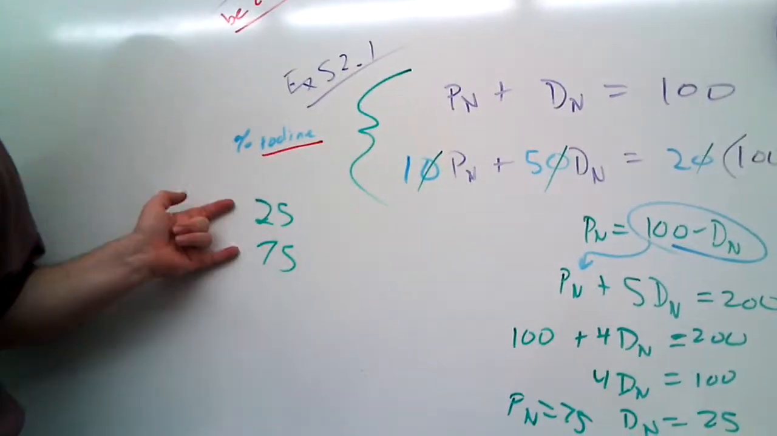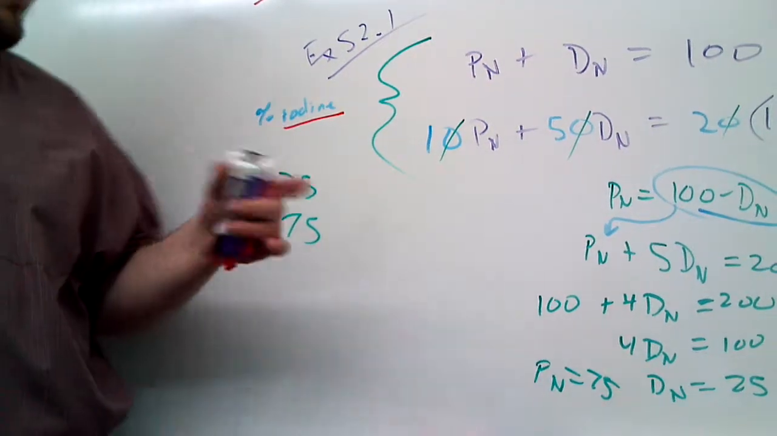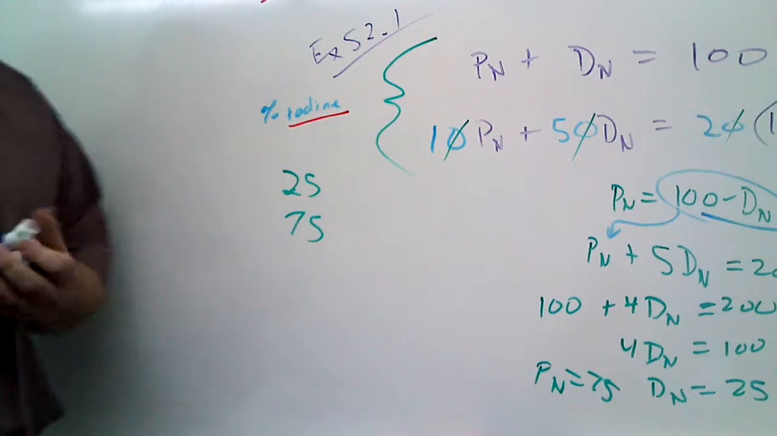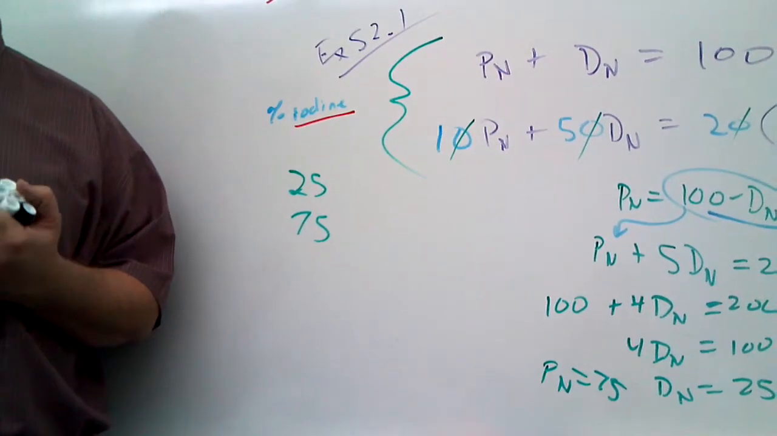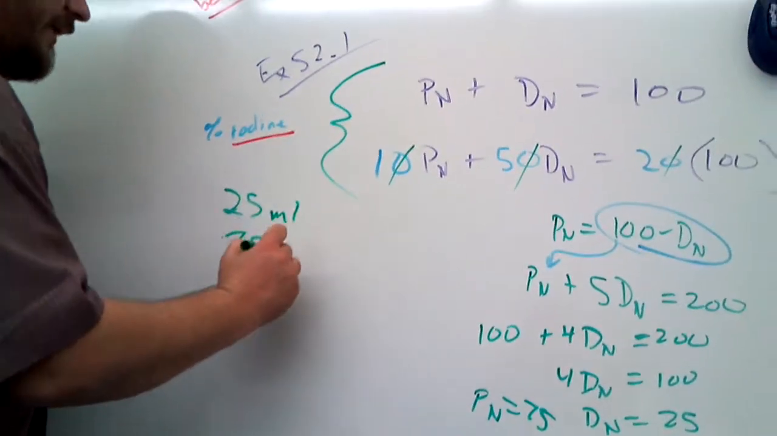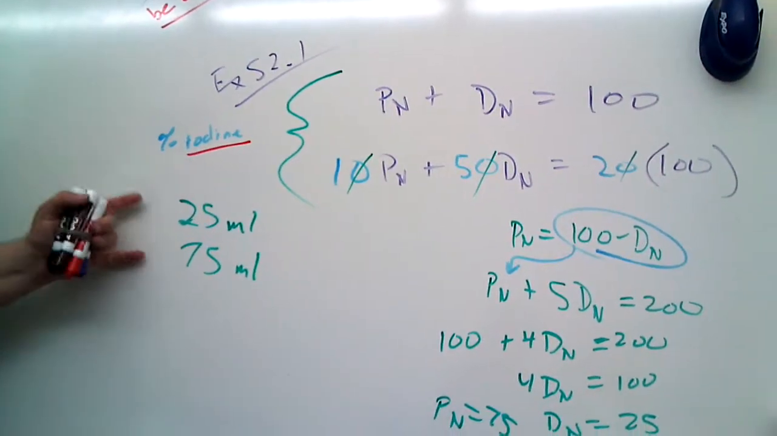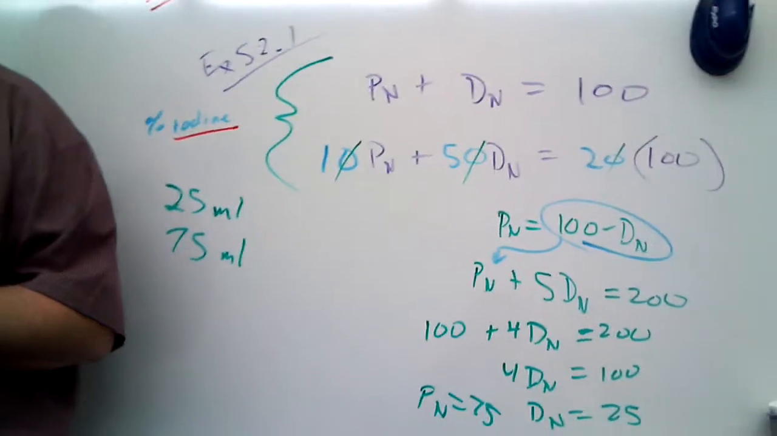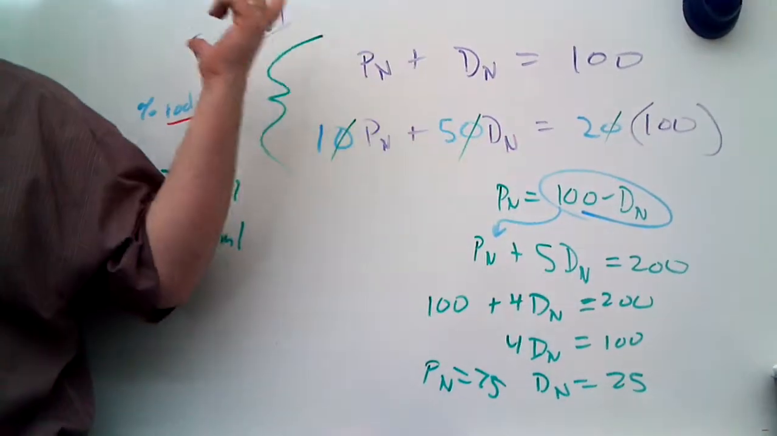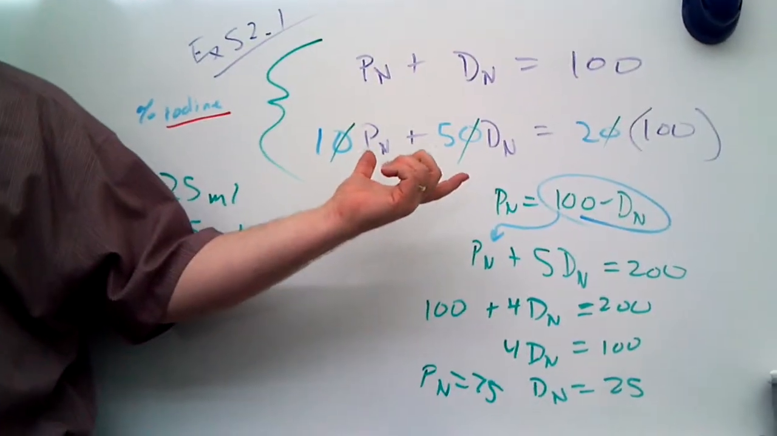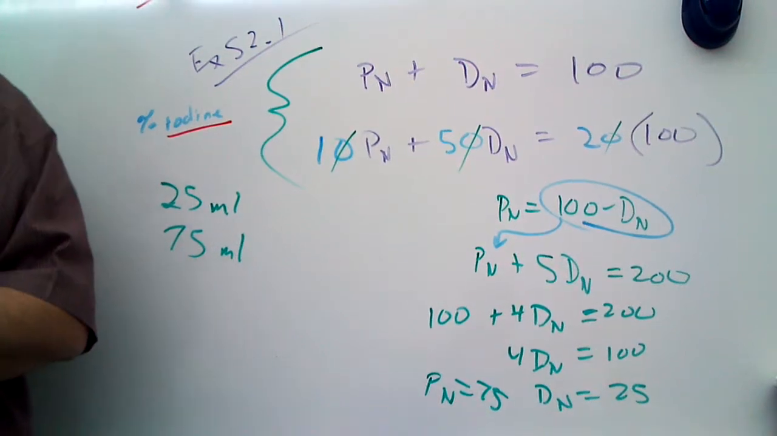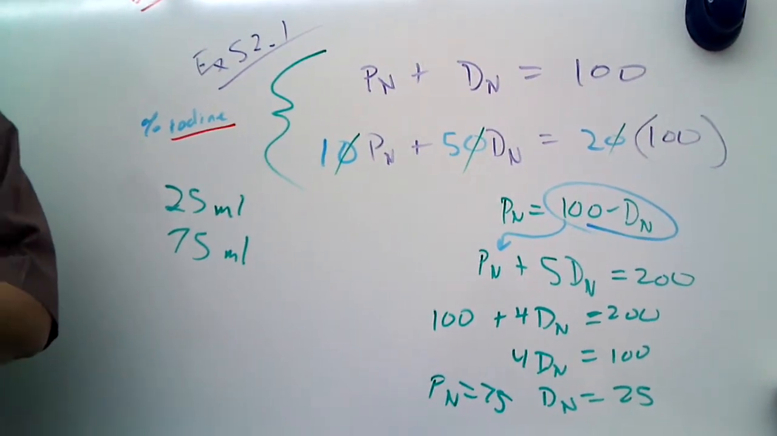Well, here's the thing. So we know we need 25. Now, what types of units did we have here? Milliliters, sorry, that's going to come into it also. So we have 25 milliliters and 75 milliliters, but how do we know which was which? We made up Pn and Dn. We made up Patrick and Diana. They don't exist in the math problem. How do we tell the difference? The one that was 10% was?